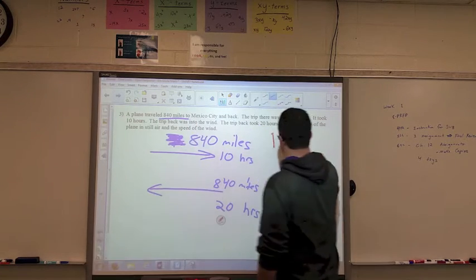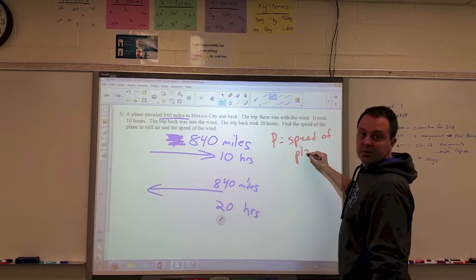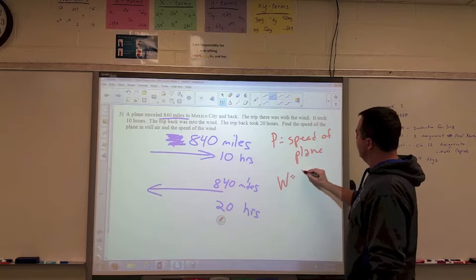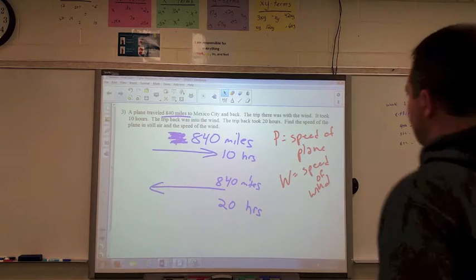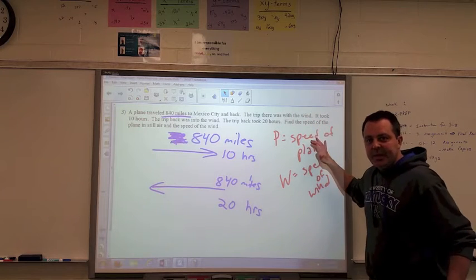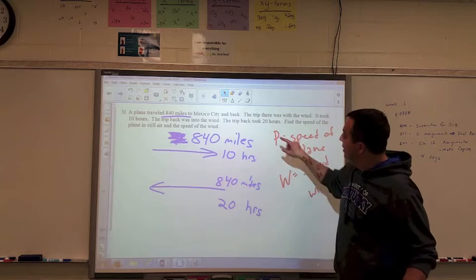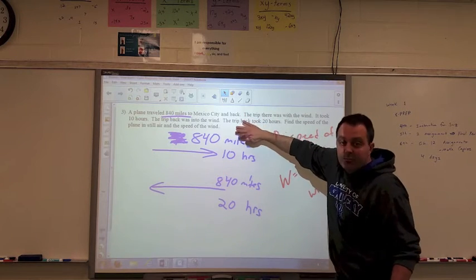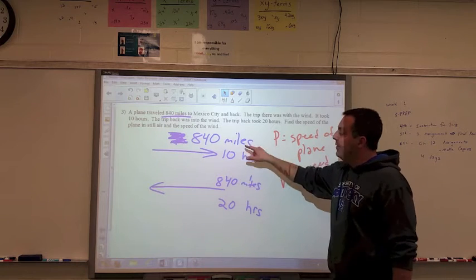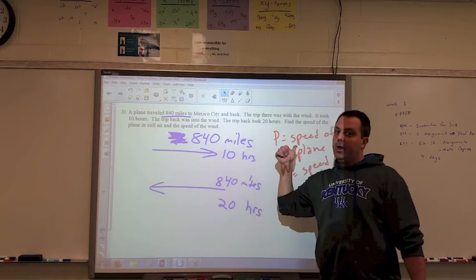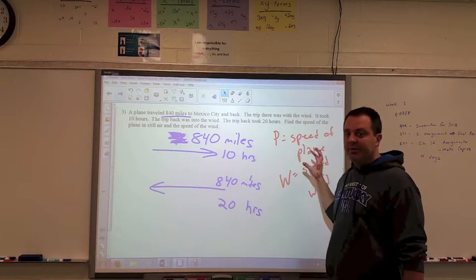I'm going to call that P, speed of the plane, and also the speed of the wind. I'm going to call that W, speed of the wind. So we've got P is the speed of the plane, W is the speed of the wind. It's asking us for speed. But we don't have speed here. We have the number of miles we went and the number of hours that it took us. So we have to figure out the speed we were going on the way there and the speed we were going on the way back. That's going to allow us to find the speed.